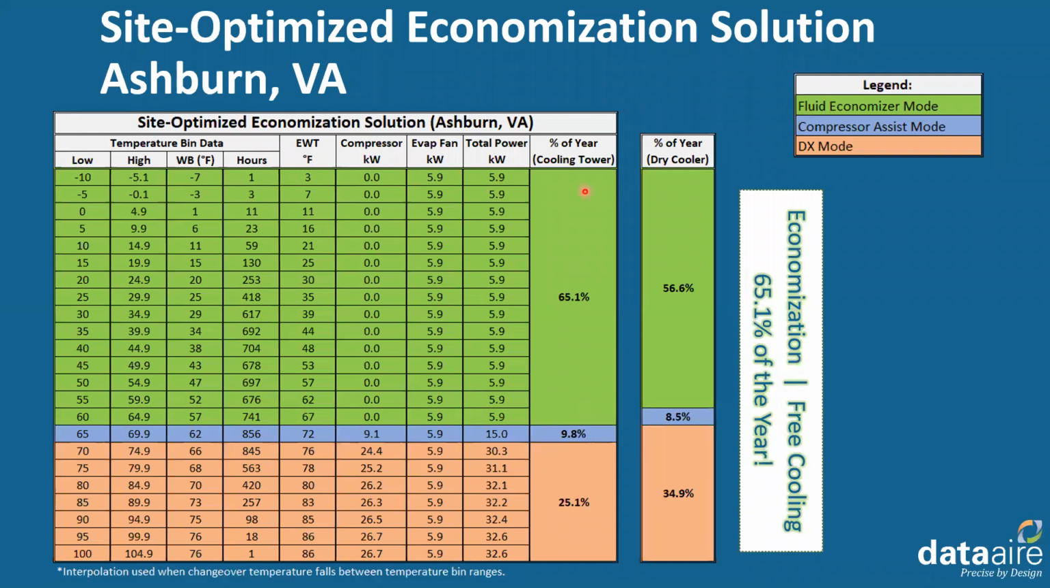So here's the cooling tower. This is a percentage of the year with the cooling tower. We also look at it with a dry cooler as well. You get a little bit less time of the year with a dry cooler because it's using the dry bulb temperature. So you'll see the differences when we look at a couple of different cities here.